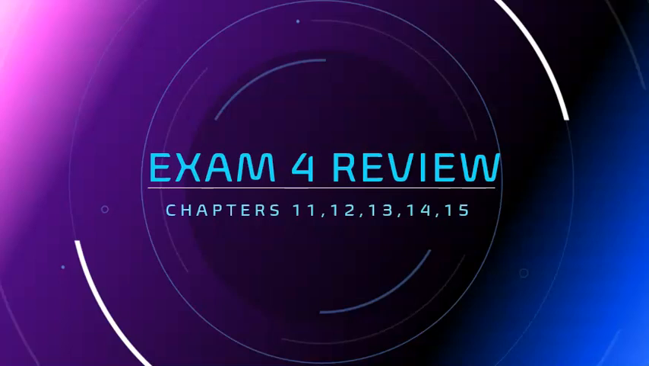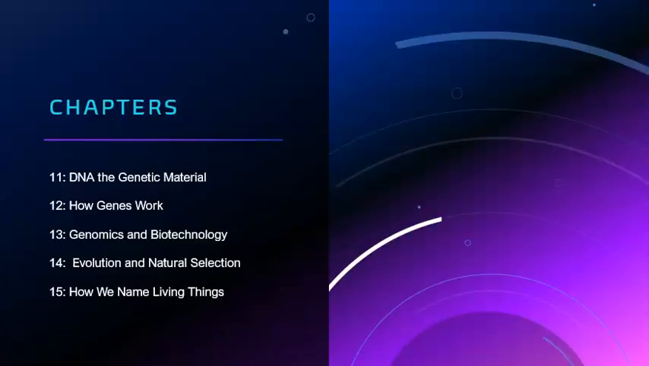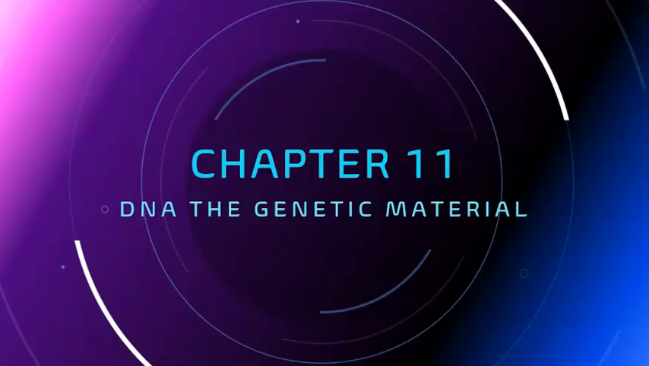Now we are going to review for exam 4, which is covering chapters 11, 12, 13, 14, and 15. In chapter 11, we talked about DNA, the genetic material. Chapter 12 was how genes work. Chapter 13, we went over genomics and biotechnology. Chapter 14, we discussed evolution and natural selection. And chapter 15 is how we name living things.